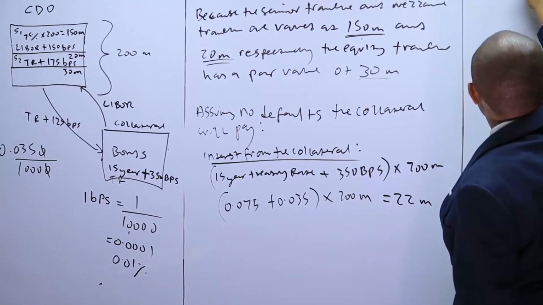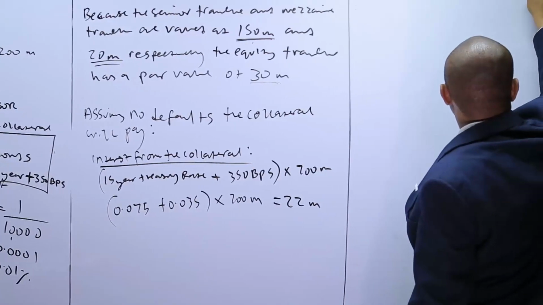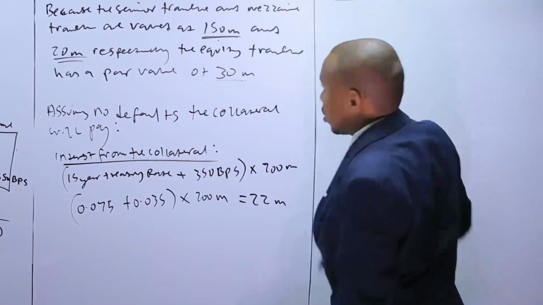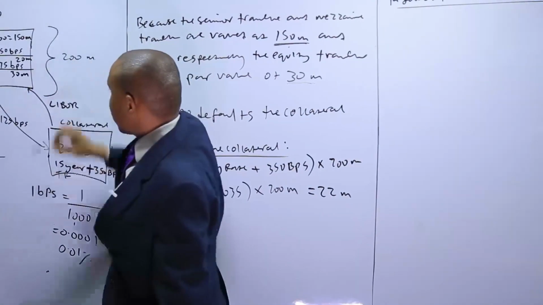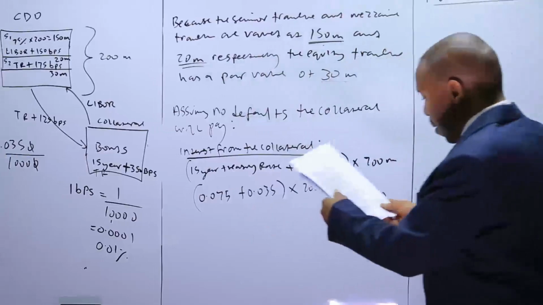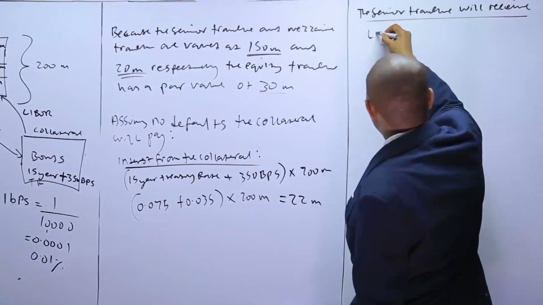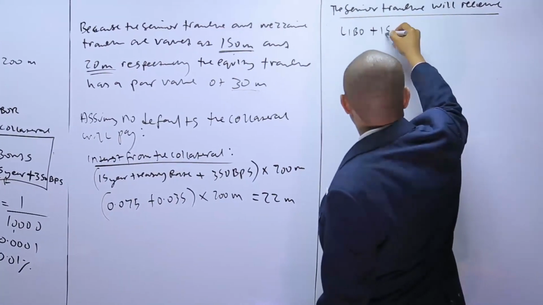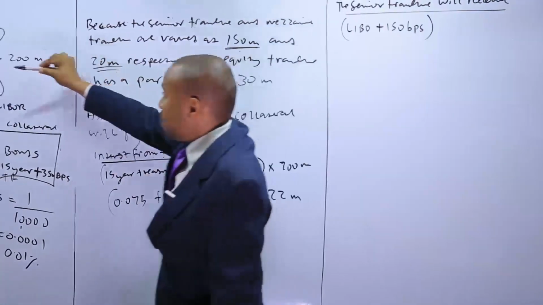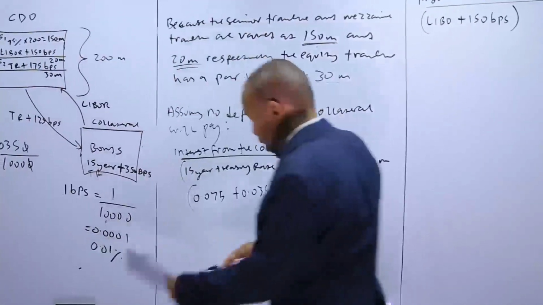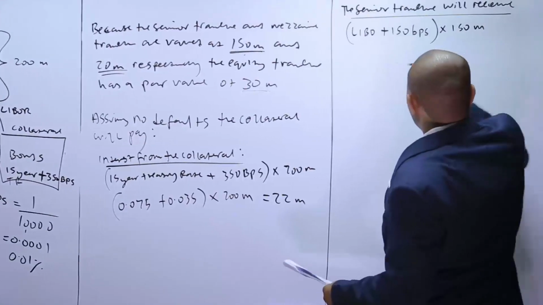The senior tranche will receive how much? We're talking about this tranche right over here. Yes, how much will it receive? We're saying it's going to be the LIBOR plus 150 basis points. So it's going to be LIBOR plus 150 BPS multiplied by how much? What is the value of the tranche? 150 million. Yes, that is what we're saying is going to be the value there. Multiplied by 150 million. So how much do we get?